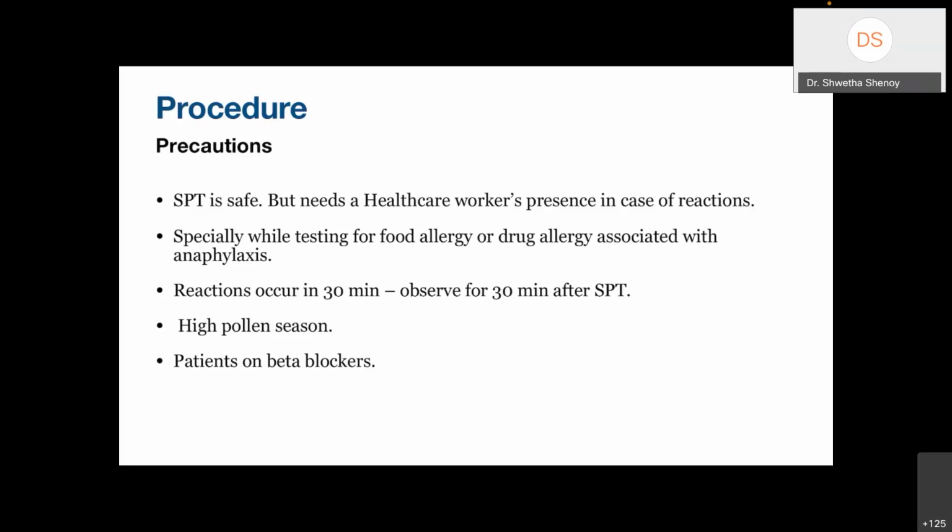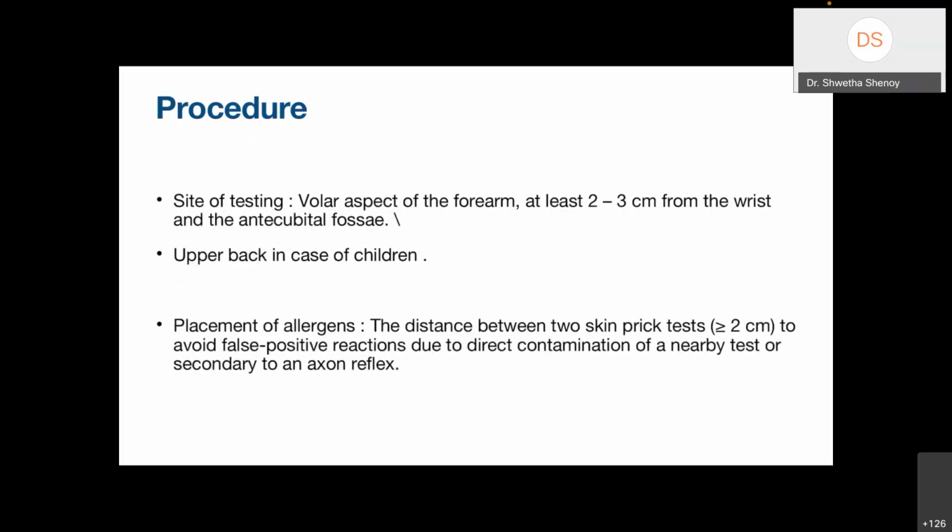Reactions occur within 30 minutes, so it is better to observe them for 30 minutes after doing a skin prick test. High pollen season: pollens are all over the place. The season is when there's a lot of pollen in the atmosphere, so the tendency to blow up into a complete allergic reaction is higher during pollen seasons. So that is one thing. And patients on beta blockers, like we discussed.